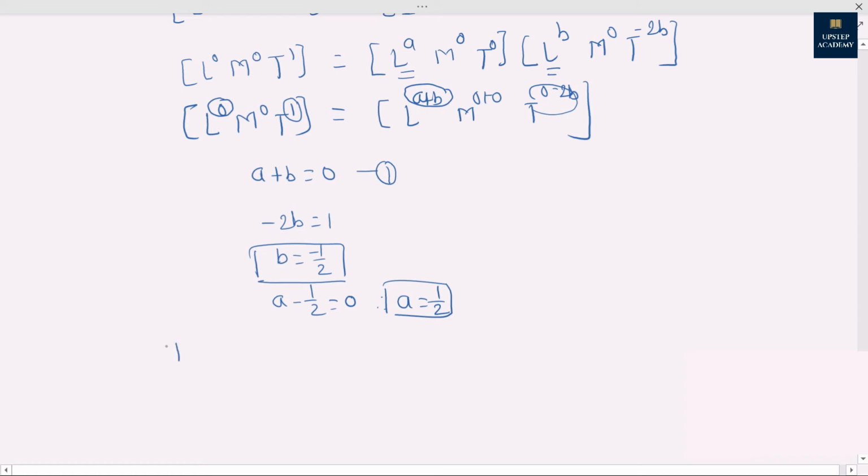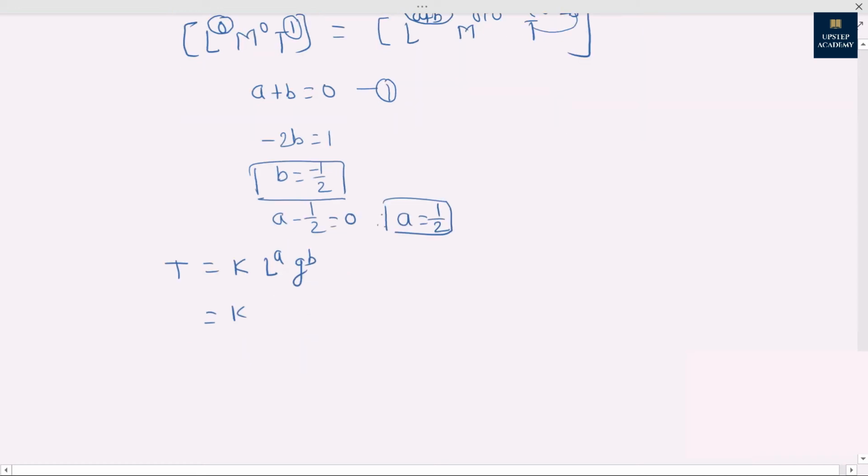What is the equation? T is equal to k into L raised to a and g raised to b. T is equal to k into L raised to half into g raised to minus half. So it will become k into the square root of L, and as it is a minus power we will send it to the denominator, and it will become under root g in the denominator. Simply we can write k under root L upon g.